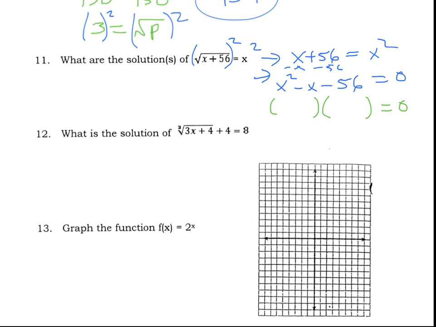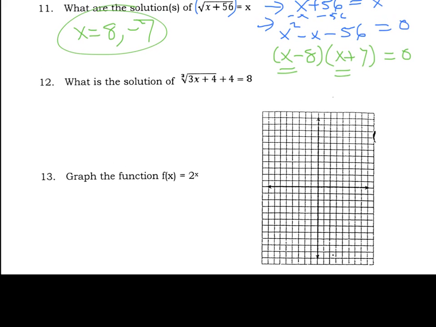This will factor into x minus 8, x plus 7. And so my solutions will end up being 8 and negative 7, those being the two things that will make it 0. If I put an 8 in here, it'll work out and I'll get 0. If I put a negative 7 in here, it will end up working out and I will get 0.